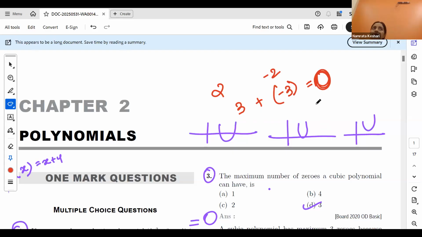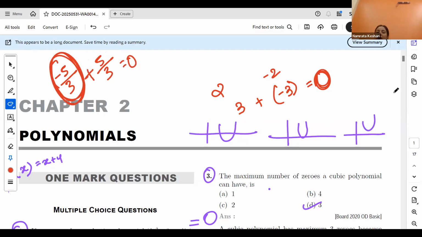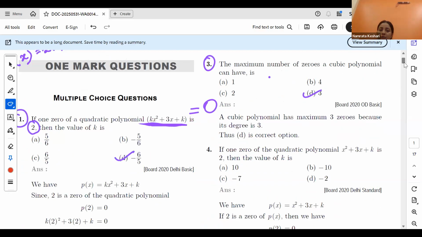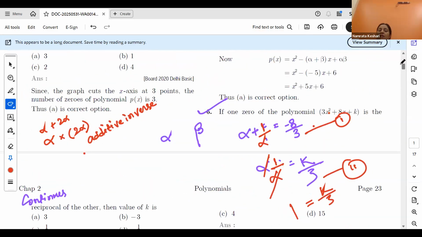That is called additive inverse. Additive inverse of 5 by 3 will be minus 5 by 3. And additive inverse of minus 5 by 3 will be 5 by 3. Additive means what should be added with this one so that the result is 0. That's called additive inverse. So in our polynomial chapter, they have introduced the same terminology in some of the questions.